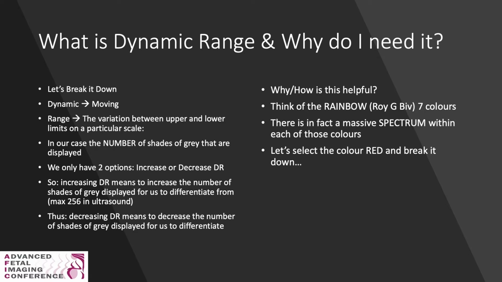So, increasing dynamic range means to increase the number of shades of gray displayed for us to differentiate from. As we know, the max number of shades of gray in ultrasound is 256. Thus, decreasing dynamic range means to decrease the number of shades of gray displayed for us to differentiate from. So why and how is this helpful? I want you guys to think of a rainbow, Roy G. Biv. So it has 7 colors: red, orange, yellow, green, blue, indigo, violet. There is in fact a massive spectrum within each of those colors. So let's, for example, select the color red and break it down.